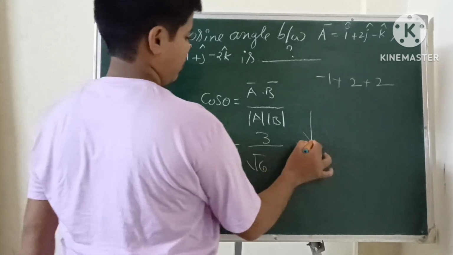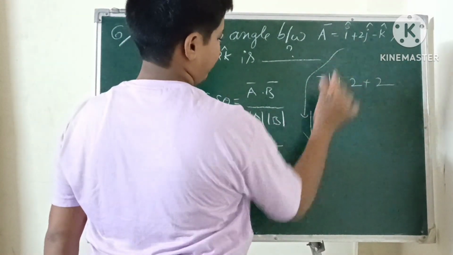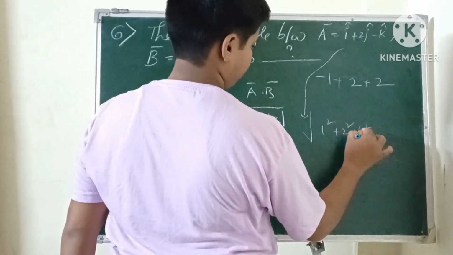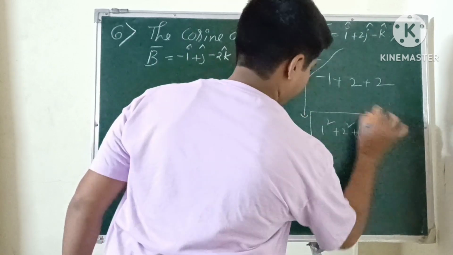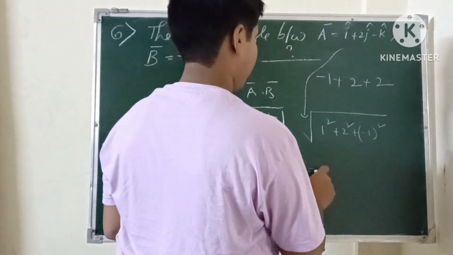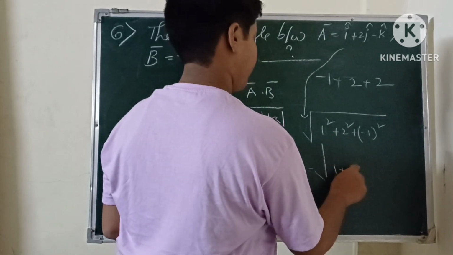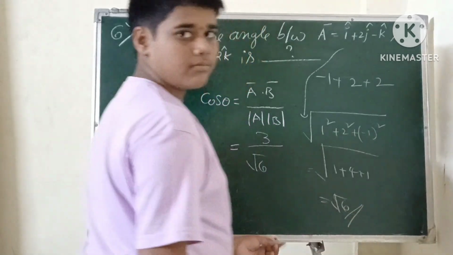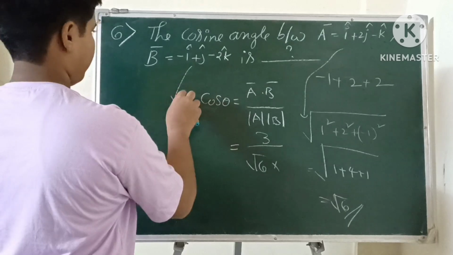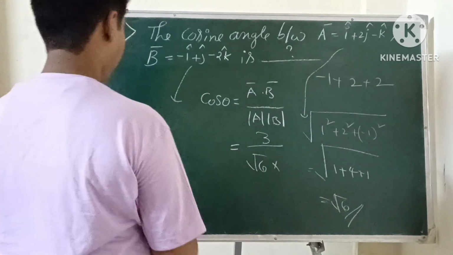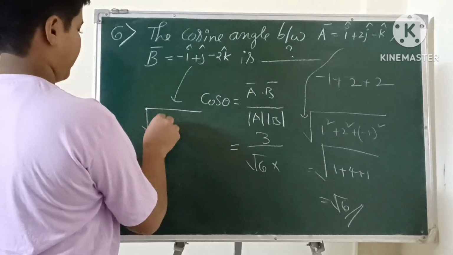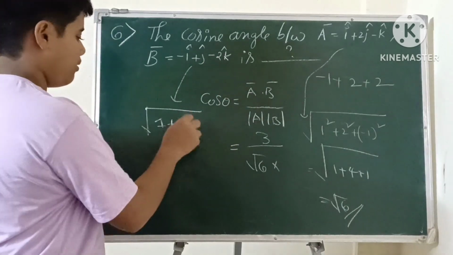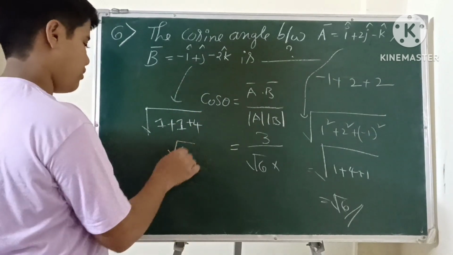So the dot product 3 by the magnitude of this vector, root 6. How is it formed? Here the magnitude of this vector is root over 1 square plus 2 square plus minus 1 square, so root over 1 plus 4 plus 1, which becomes root 6. The magnitude of the other vector is also root 6, because root over 1 square is 1, plus minus 1 square is 1, plus minus 2 square is 4.